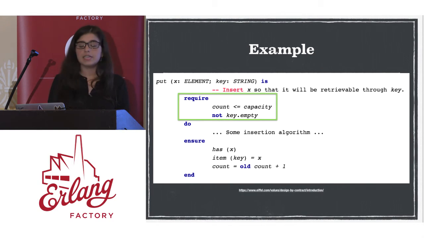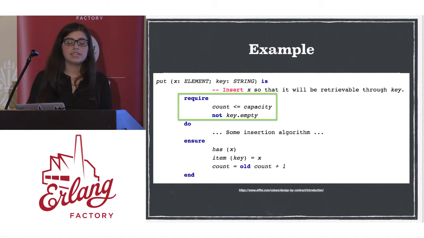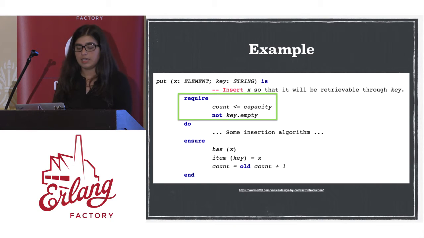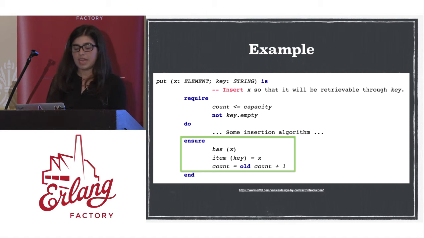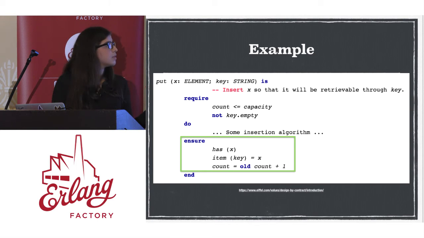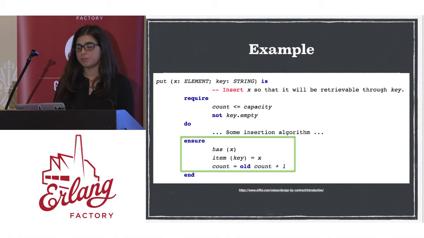Here in the require clause, in the precondition, we have set that count is the current number of elements and capacity is the maximum number. So at the beginning of the program, we need to make sure that this is true. And for the postcondition, the ensure clause, has is the Boolean query which tells whether a certain element is present, and item returns the element associated with a certain key. So after executing some commands, we need to make sure that at the end we meet these rules too.